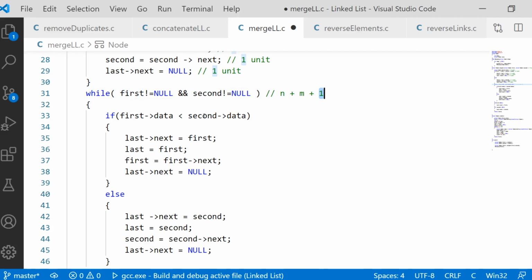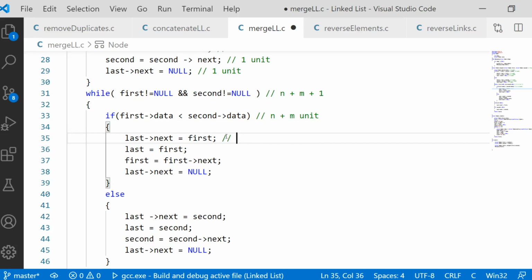Now if the condition is checked n plus m plus 1 times, inside how many times will we enter? Only n plus m times, because the extra 1 is for the false condition, where we will not enter inside. So only for n plus m times we will enter inside. Each and every line inside this while loop will run n plus m times. So it will take n plus m unit time for executing this, because n plus m times I am entering inside.